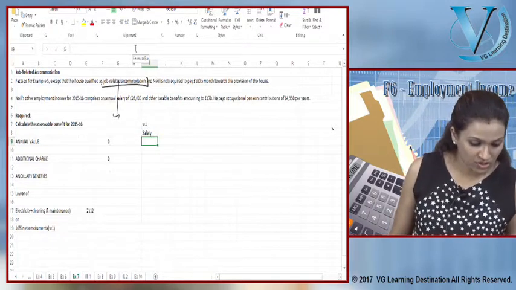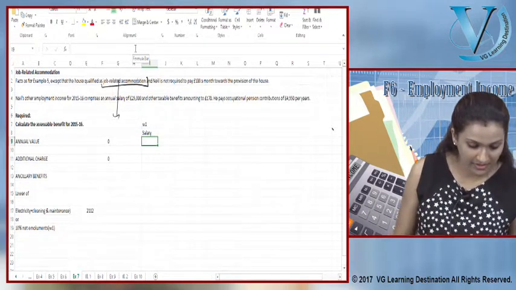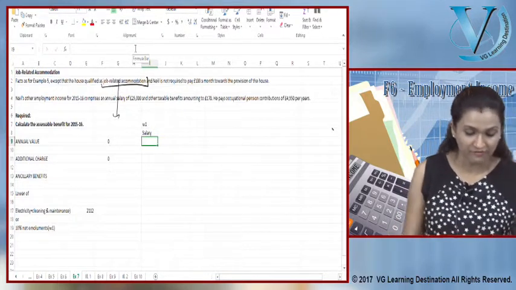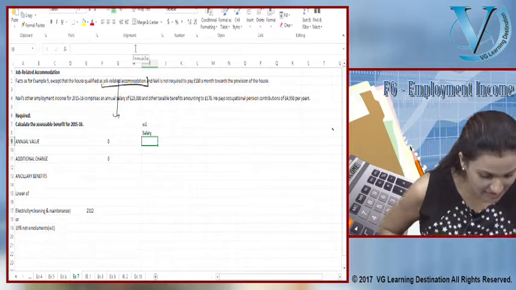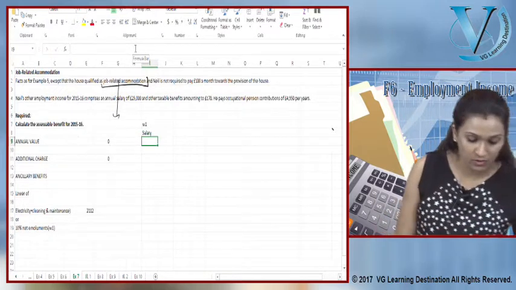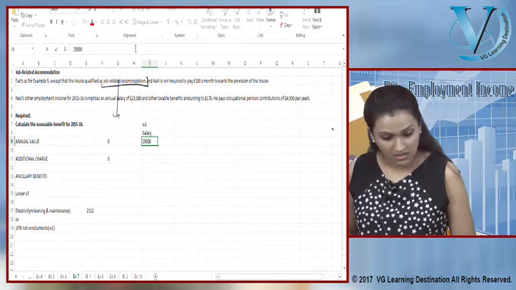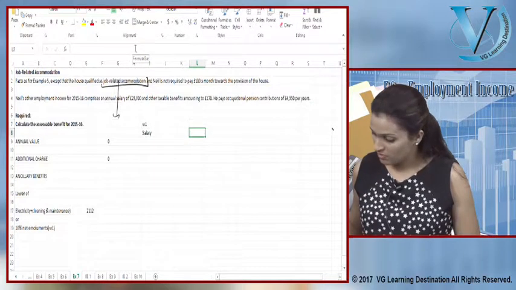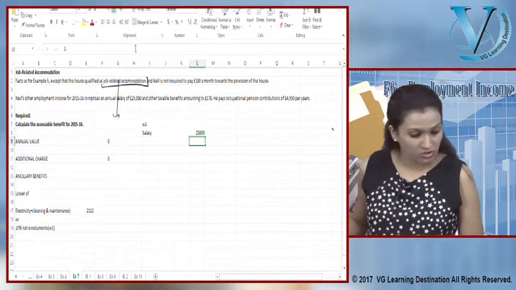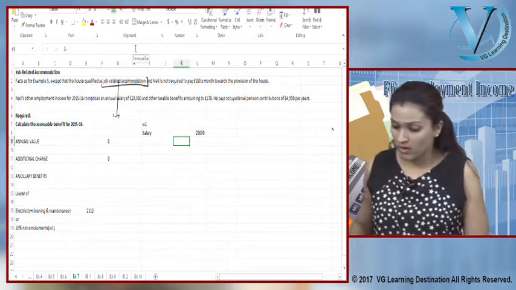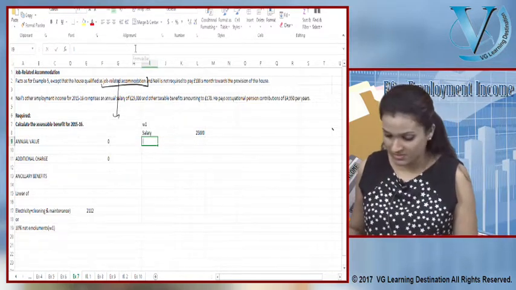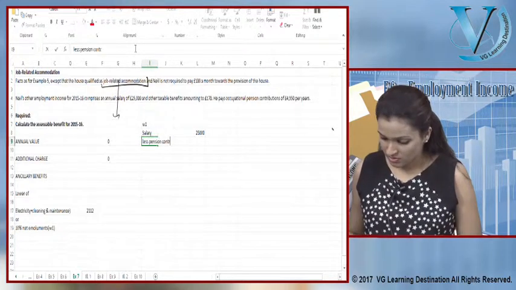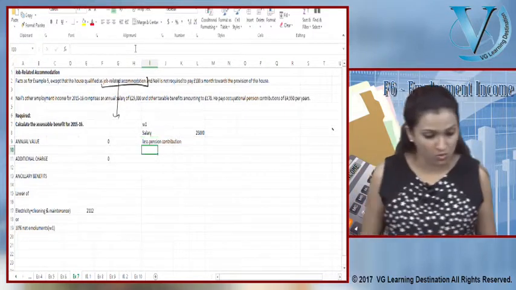Let's get back to the question. Where were we? Salary given is 25,000 pounds, right, is the salary value which has been given. So what do we do? We take salary 25,000. I also need to add the value. What do I always do? For my salary, I always reduce my pension contribution, which is equals to what?